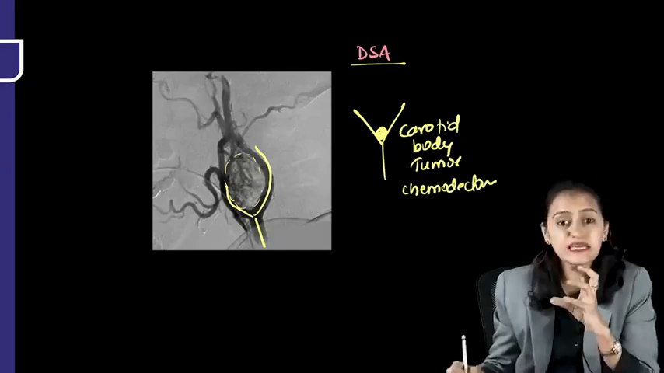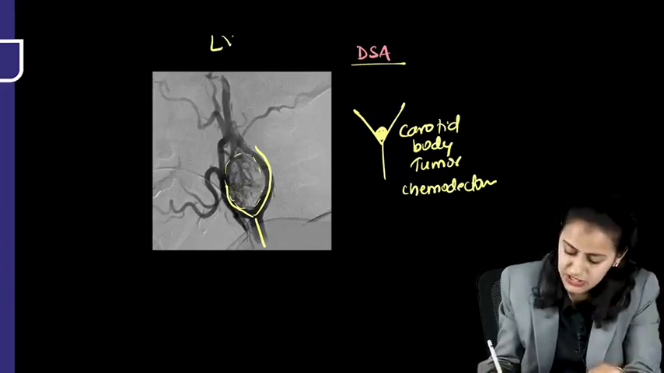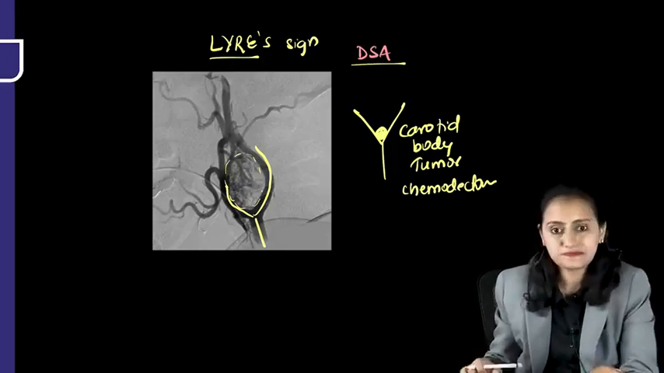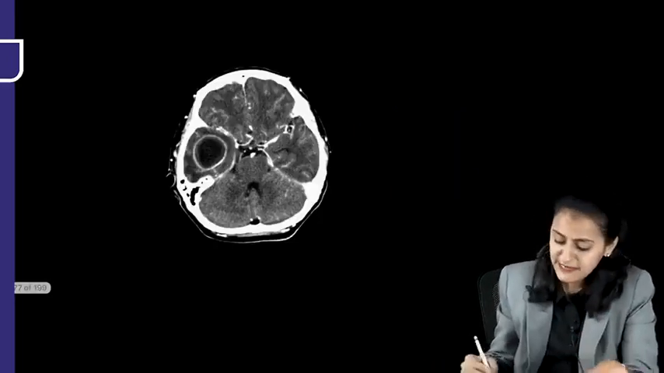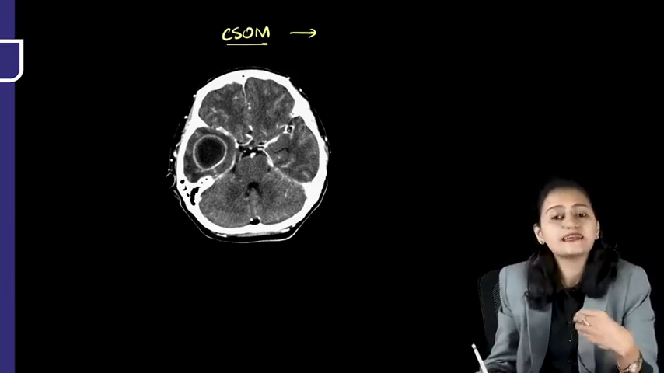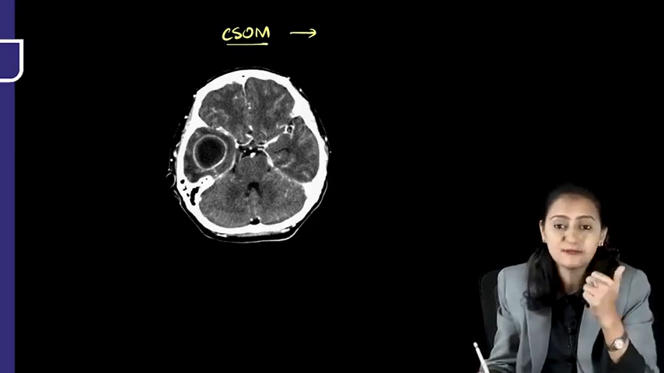Carotid body tumor, chemodectoma, causing the splaying of the ICA and the ECA, which is called what sign? Which is called the Lyre's sign. Okay, that is the Lyre's sign. Next one. Now, if I tell you that this is a patient of CSOM, that is chronic suppurative otitis media, what complication of CSOM are you seeing in this patient?